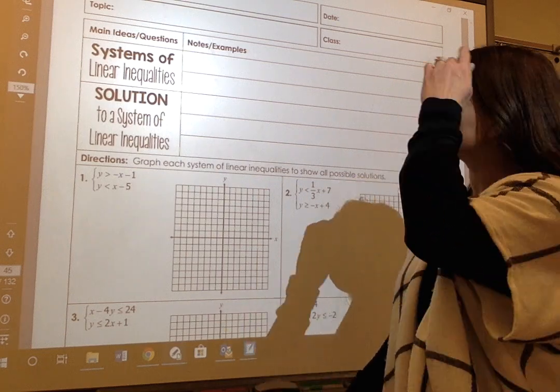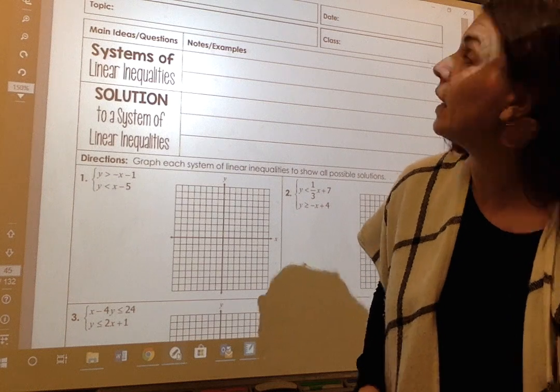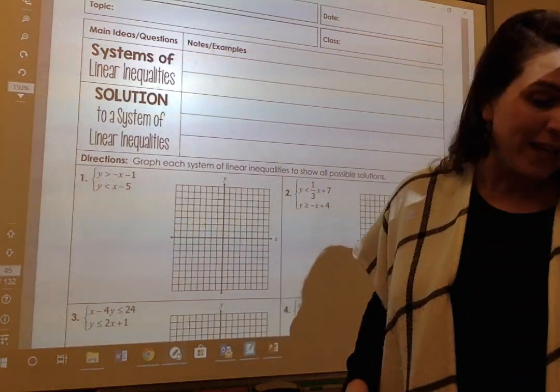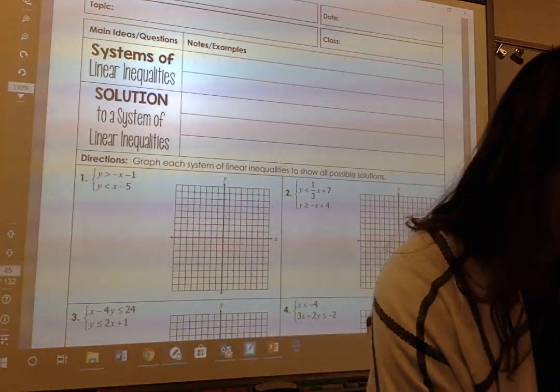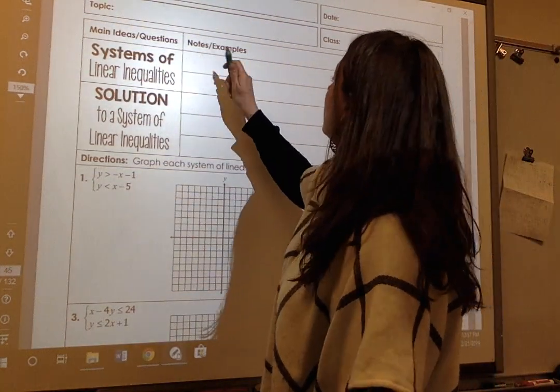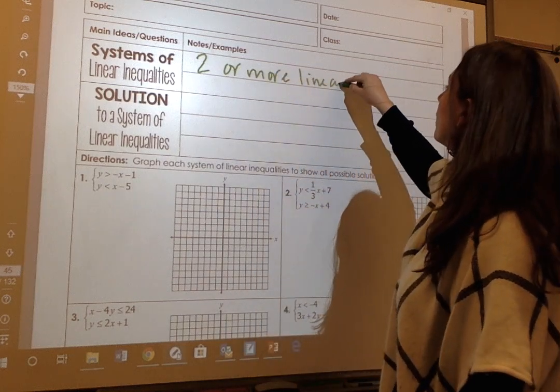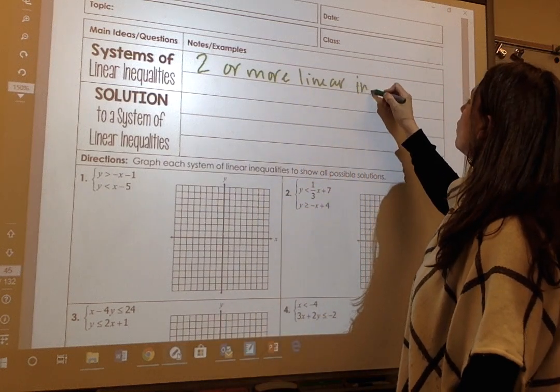Now that we have some practice doing linear inequalities, now we're going to do systems of linear inequalities. So what is a system of linear inequalities? Well, it's just two or more linear inequalities.